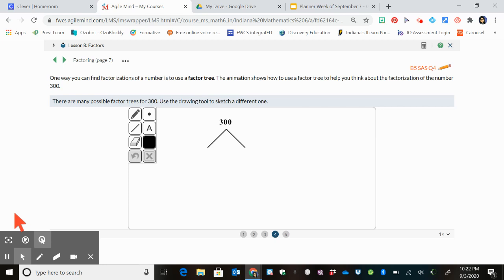There are more ways to factorize 300 than 10 times 30. So let's do this one together. I'm going to use 5 times 60. Then I have to realize that 60 is not prime, so I need to break it down even further. I'm going to break it down into 2 and 30.